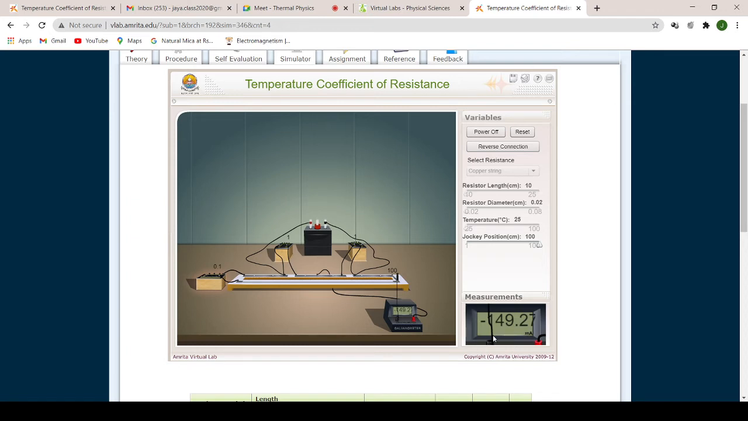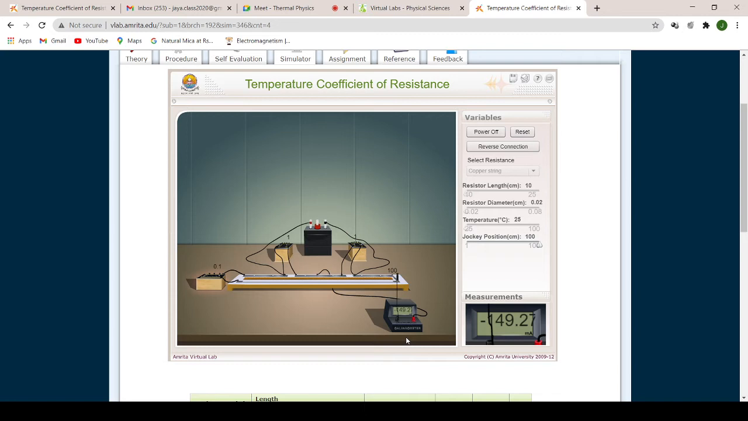Okay, so what does it mean? It means that the deflection of the galvanometer needle is exactly on the other side. So even when you do it physically in the lab, this is what should happen. The galvanometer needle should get deflected when you put the jockey on the extreme ends of the wire. Okay, so actually where are you moving the jockey?